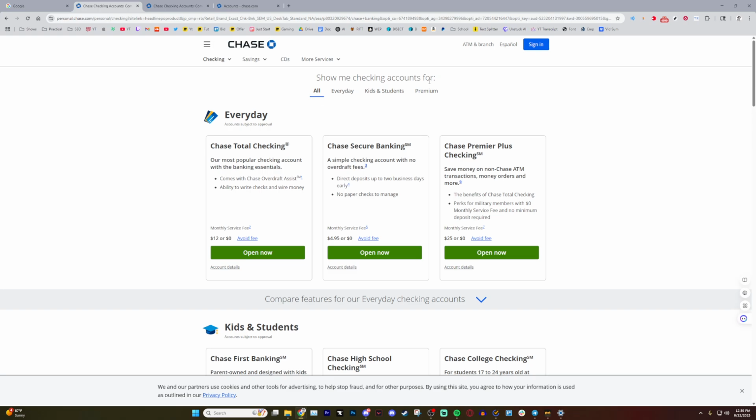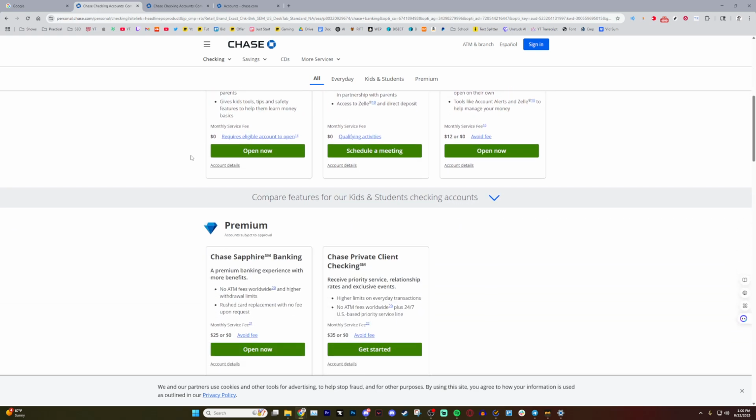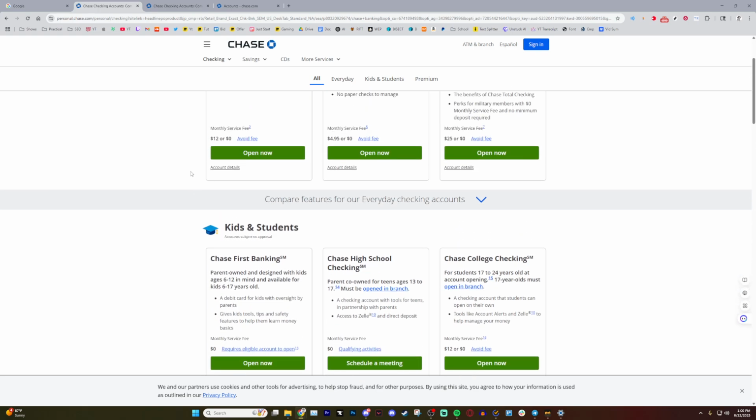So this should lead you into this website right here. Obviously I'm not signed in, even though there is an account that's already attached to it, because I literally use Chase on a day-to-day basis. This is the banking application that I like the most. But as you can see, there's a lot of options, so it really depends on what you're using it for.